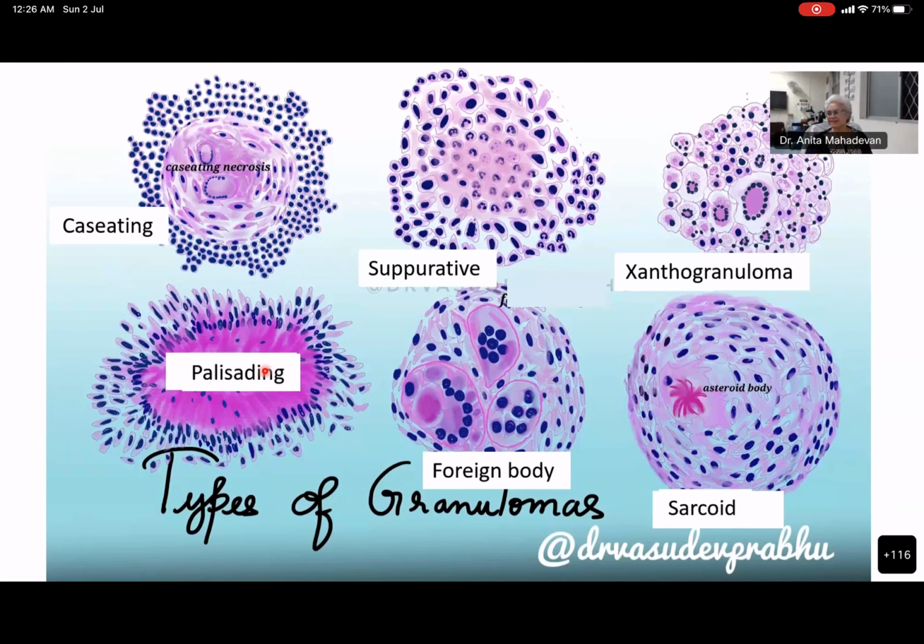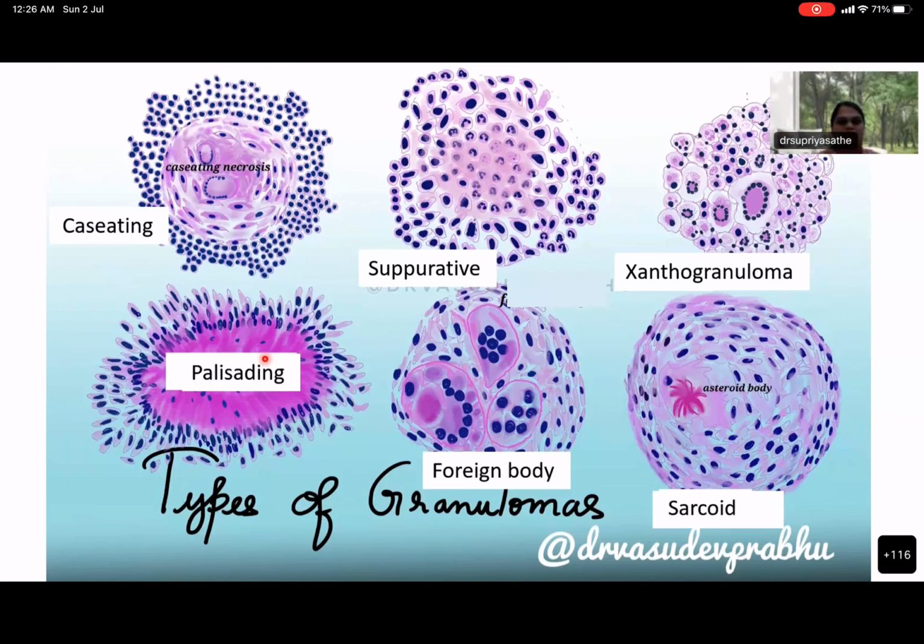What about a palisading granuloma? This is also one granuloma you should be able to recognize. Rheumatoid, very good. Rheumatoid is an excellent answer. Anything else? Parasitic. Okay, don't forget parasitic.